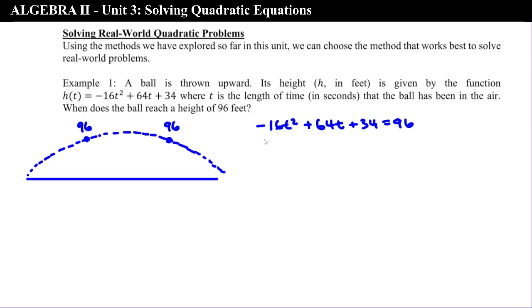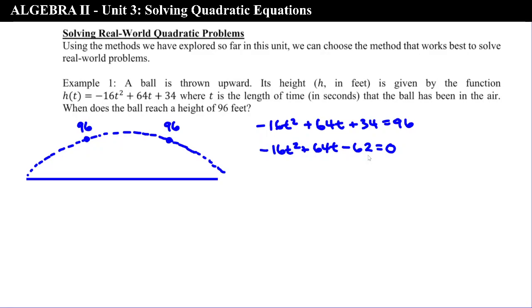So we're going to subtract 96 from each side. And that's going to give us negative 16t squared plus 64t minus 62 equals 0. Now let's think about the method we want to use to solve this. I don't think graphing is going to be very practical here. What about factoring? Well, we've got some big numbers here. We've got to multiply negative 16 and negative 62 and get two numbers that multiply to give us that result and add to give us 64. I don't much want to factor that.